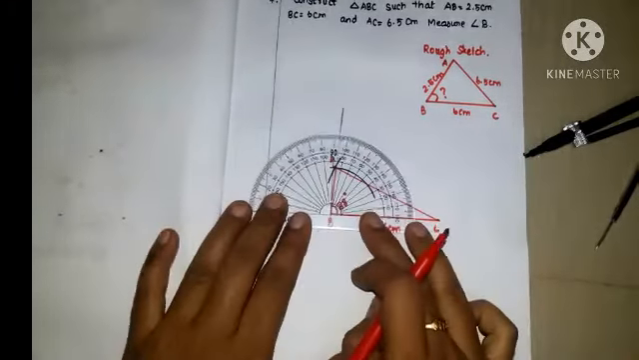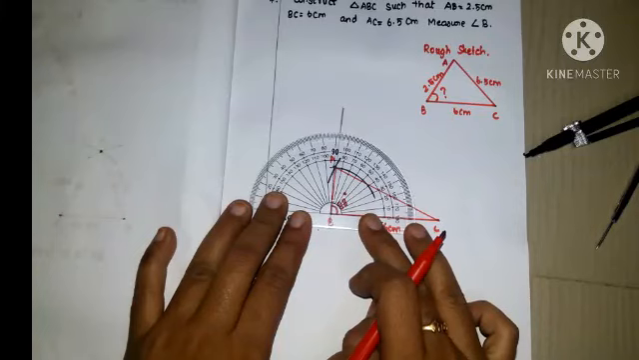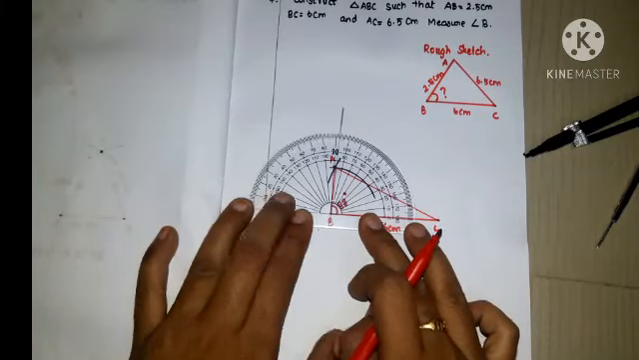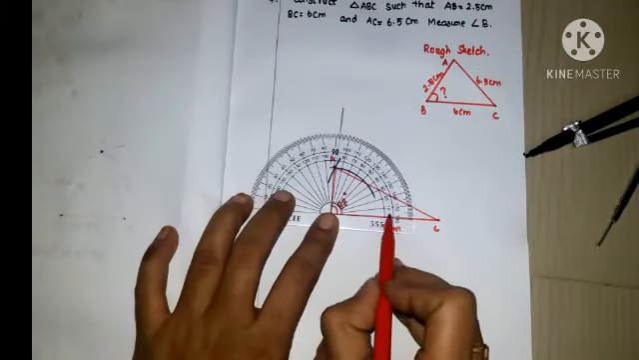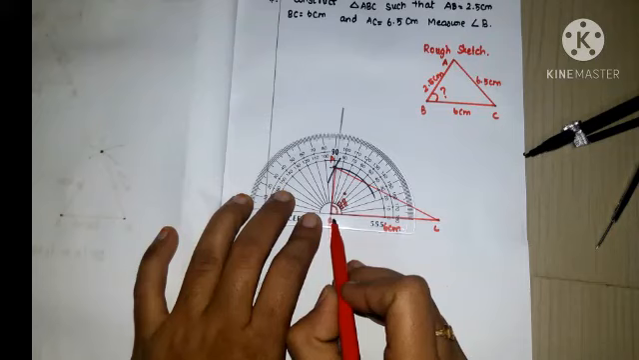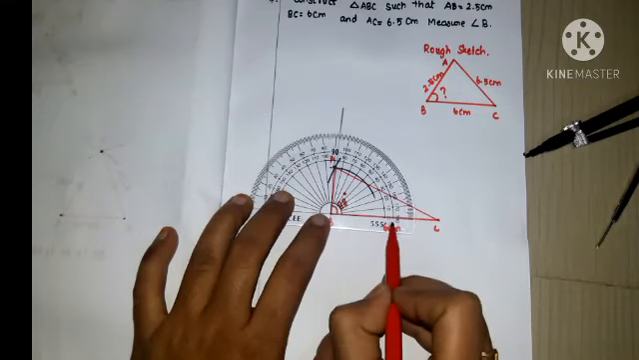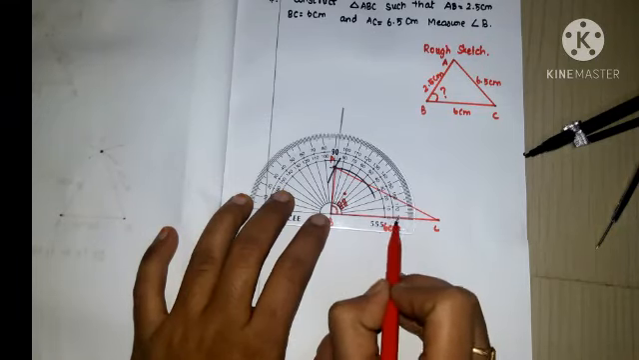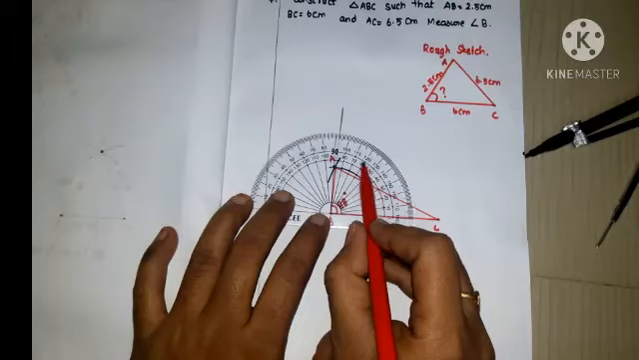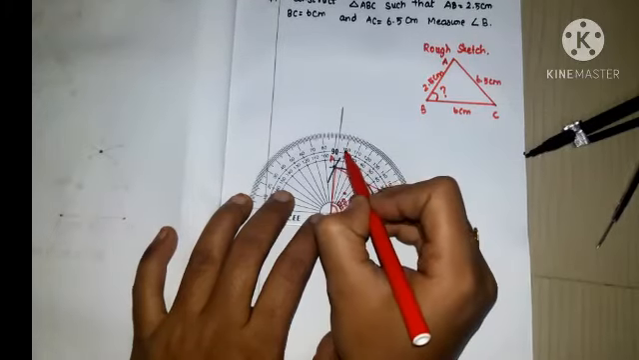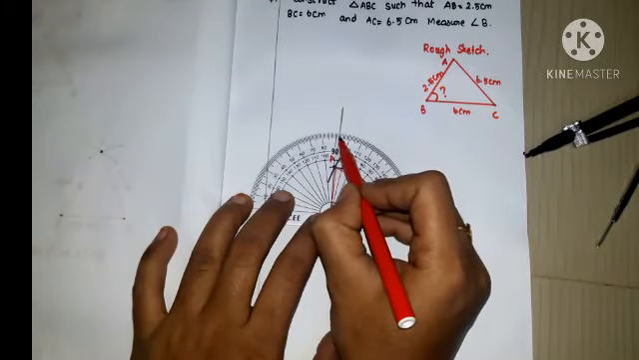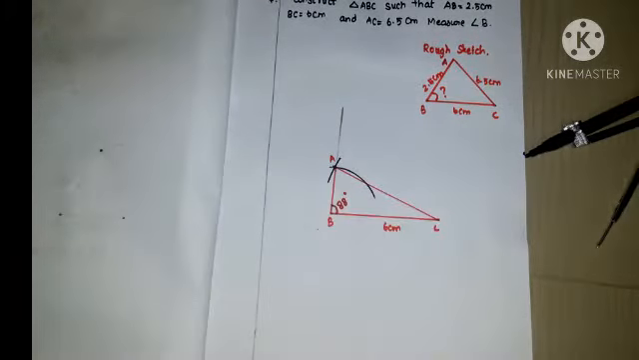So see here, one more time. Okay, so from 0, I'm keeping the protractor on the left side, so I have to start from the right side. 0, 10, 20, 30, 40, 50, 60, 70, 80, 85, 86, 87, 88. Okay, so this is 88 degrees.